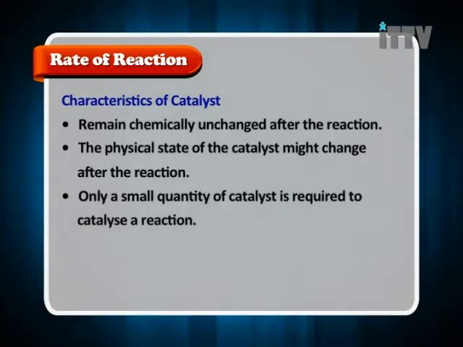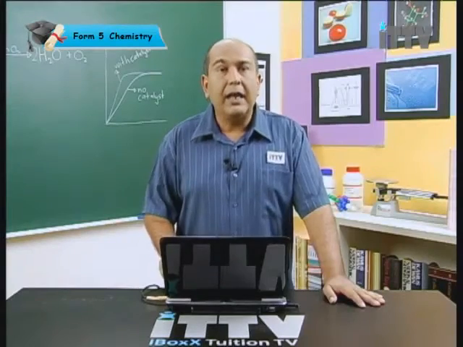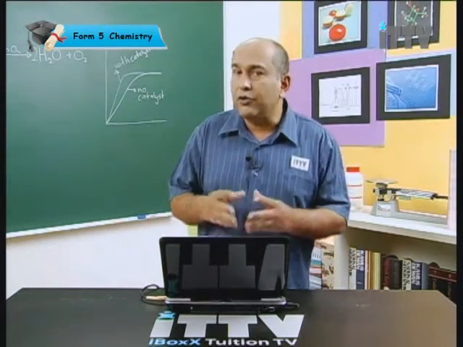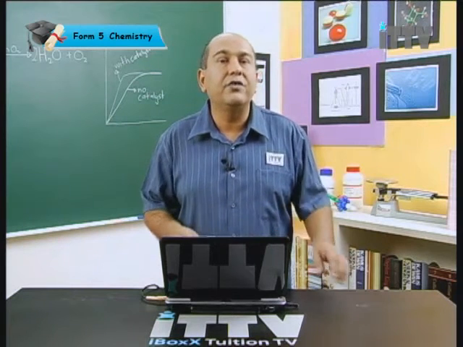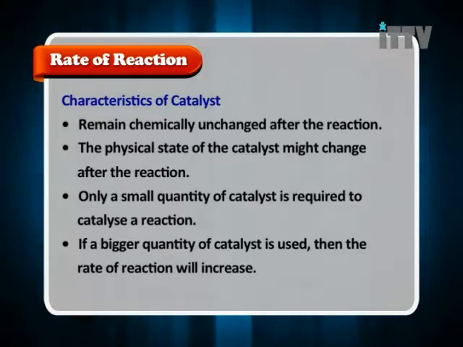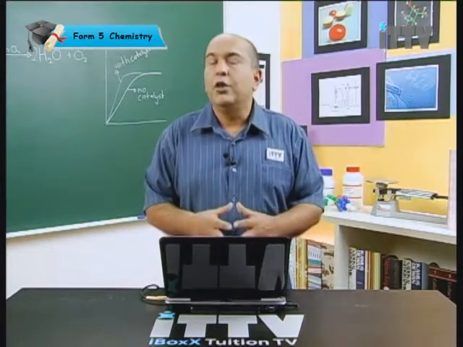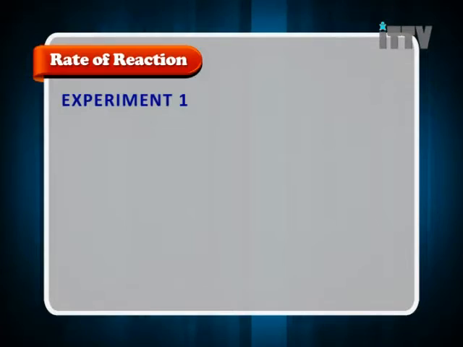Only a small amount of catalyst is required to catalyze a reaction. And this is a benefit. Because you only need a little amount, the cost of using a catalyst is reduced. If a bigger quantity of catalyst is used, then the rate of reaction will increase. So if you use more catalyst, your rate of reaction will be even faster still.